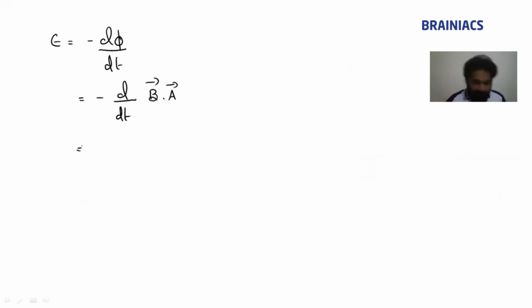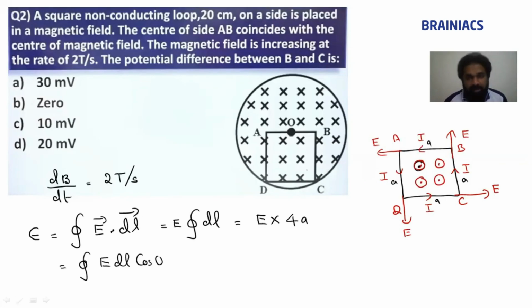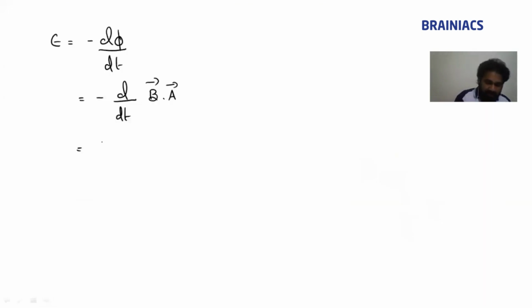Now the EMF is equal to minus d phi by dt, as we know. So this is equal to minus d by dt of B dot A. Here the magnetic field direction and the area vector direction we can take to be in the same direction. So this is going to be d by dt of BA, or we can say A we can take outside, since the area is not going to change.